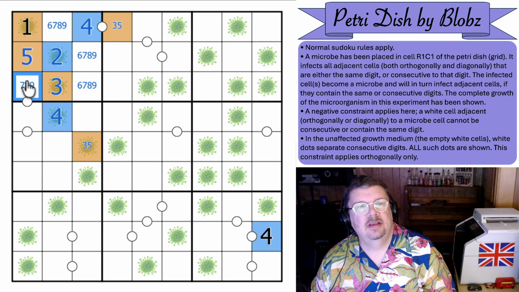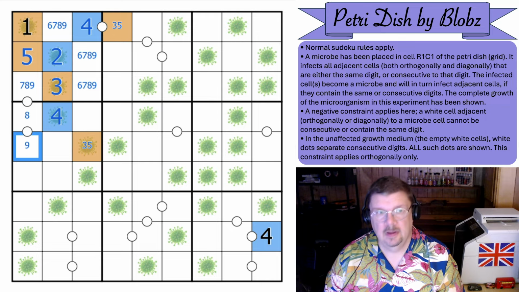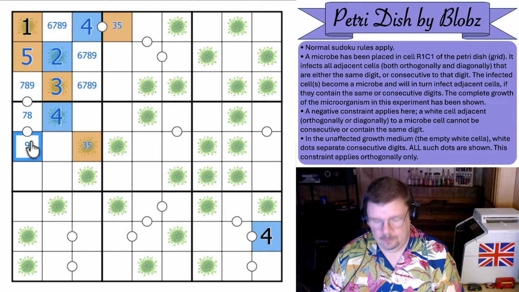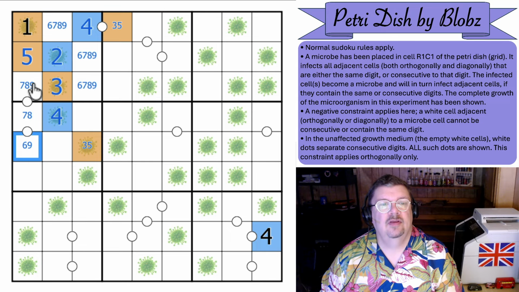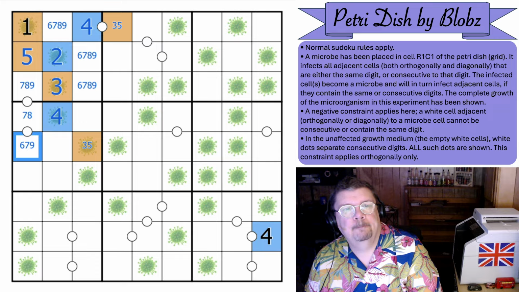If this is 7, it can't go 7, 6, 5 because of that 5. So it would go 7, 8, 9. If that's an 8, that has to go 8, 7, 6. And if that's a 9, it has to go 9, 8, 7. Okay.